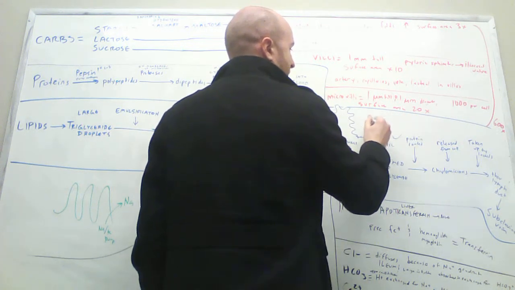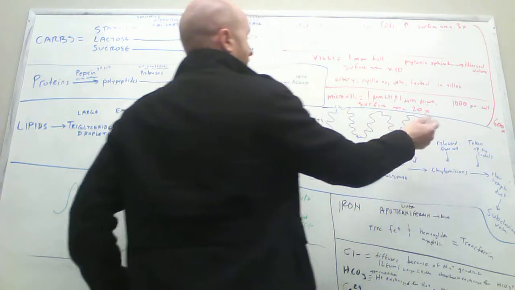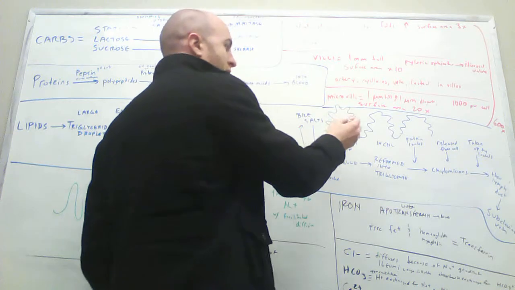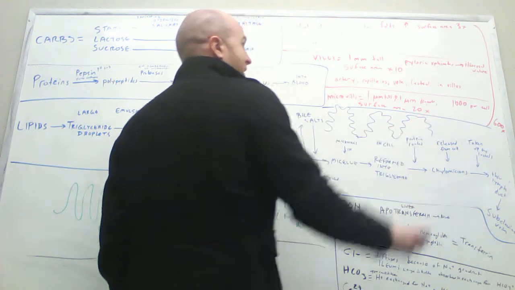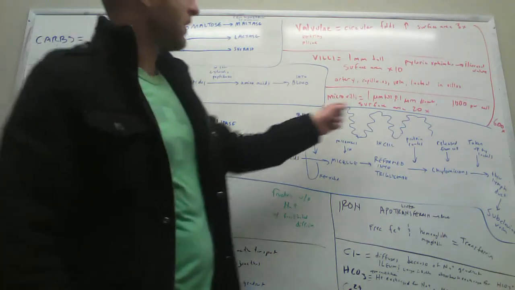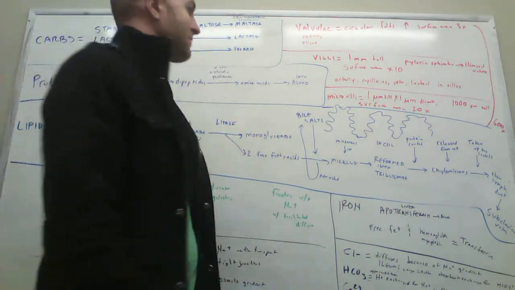Let me do it this way. Here's 3 different valvulae. Each valvulae has 1, 2, 3, 4, 5, 6, 7, 8, 9, 10 villi. Just pretend that's 10. So right there, we've already got like 30 times the surface area just by 3 of these things.